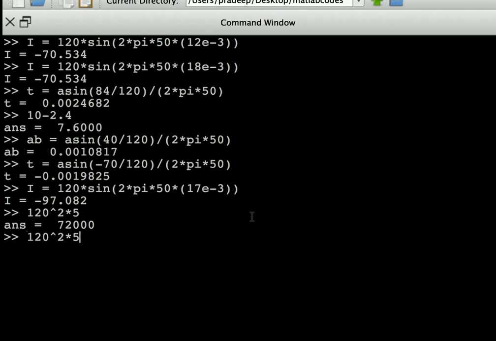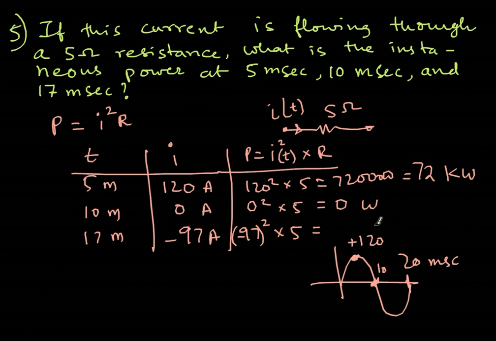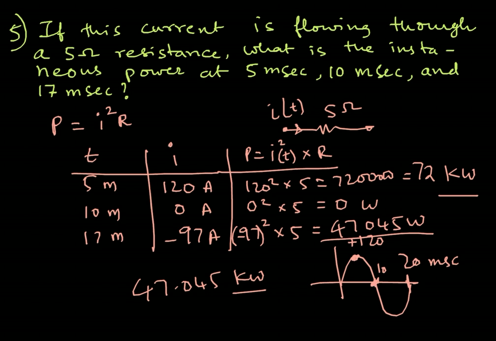And let's do it for minus 97. So this is 47045, so 47045 watts. So this is positive, or 47.045 kilowatts. I'm just converting to the convenient unit kilowatts.